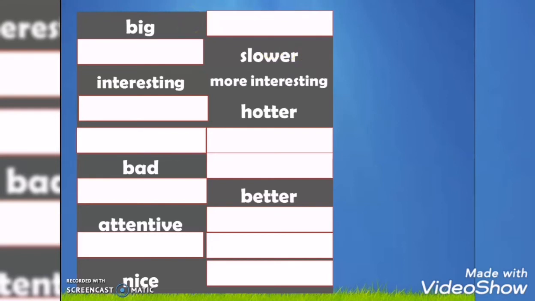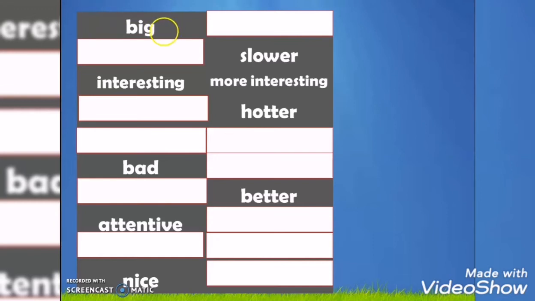But we have a short rule before it. Because big is made up of consonant, vowel, consonant, before adding the er, what should we do? We double the letter G. What do we mean we double the letter G? We write two G's. Big, we see two G's, bigger.